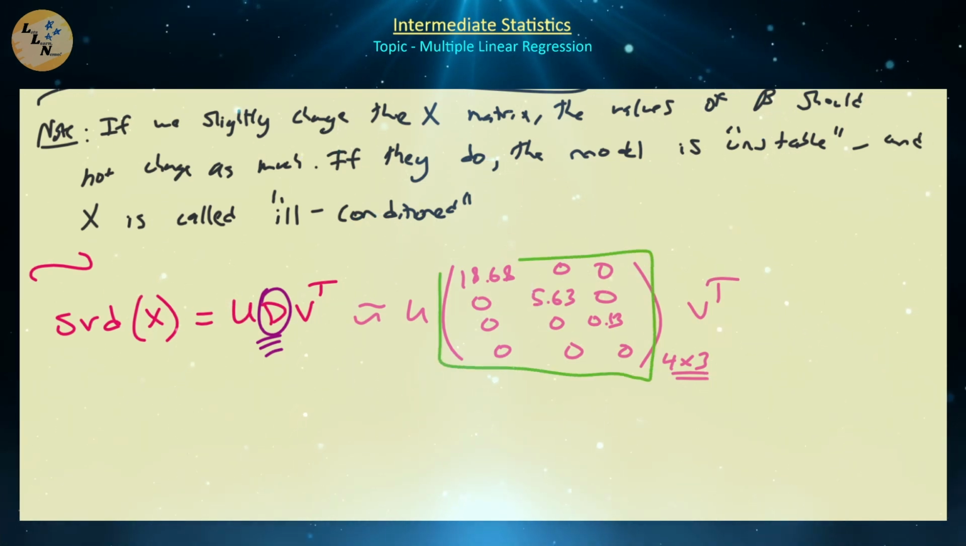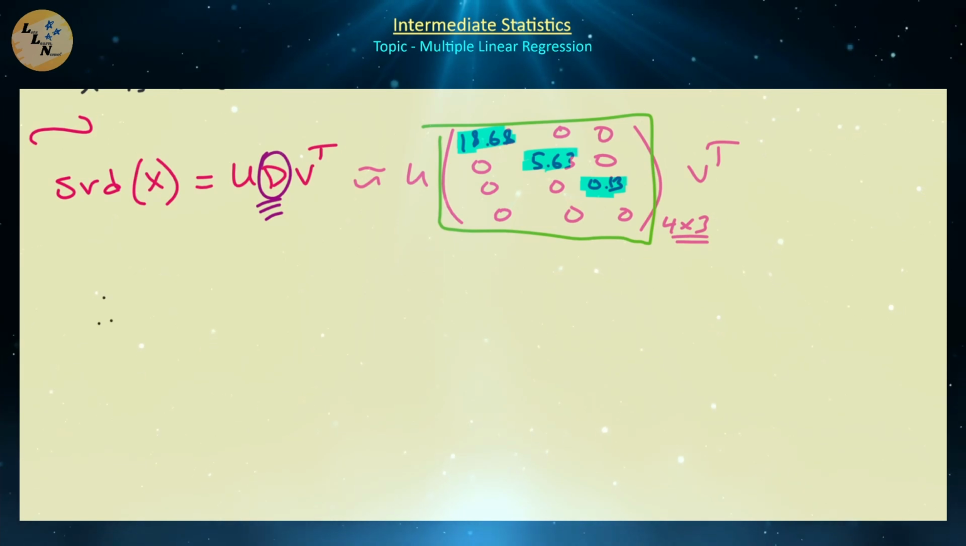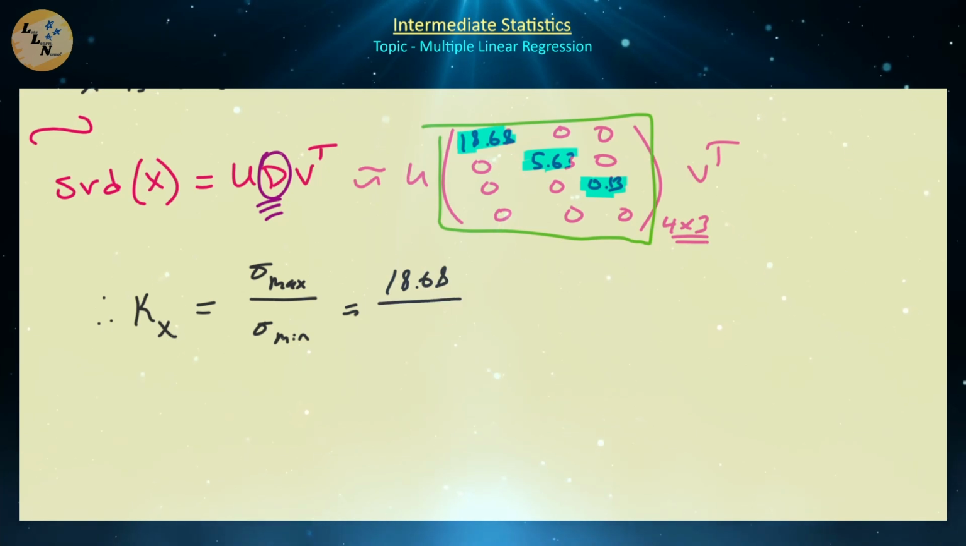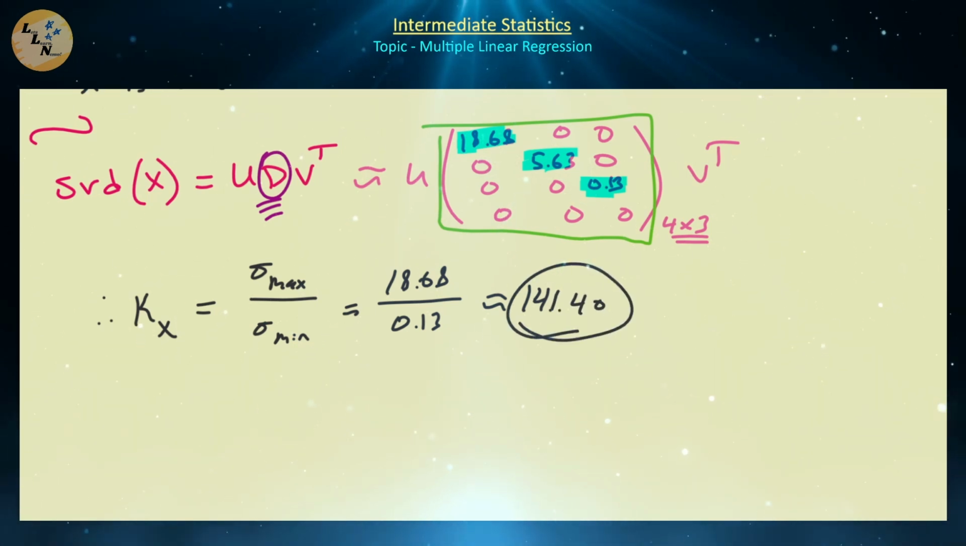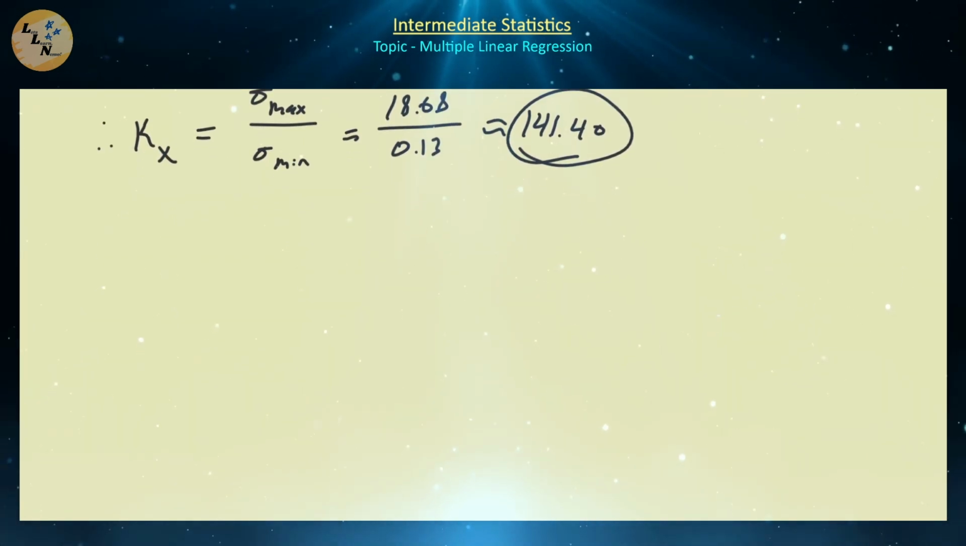So our singular values are located on the pseudo-diagonal entries of this particular matrix, so we should be able to calculate the condition number for this matrix X and see if it is significantly high. The condition number for matrix X, keep in mind, is just going to be the maximum singular value divided by the minimum singular value. So that's going to be equal to approximately 18.68 divided by 0.13, which is approximately equal to 141.40.